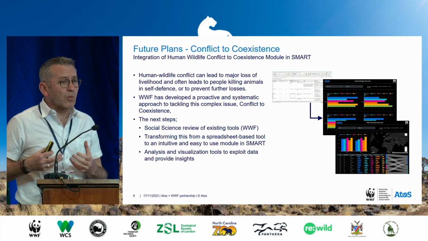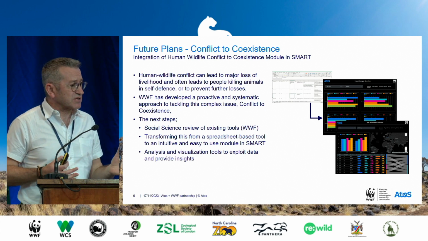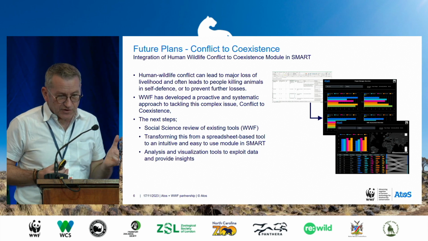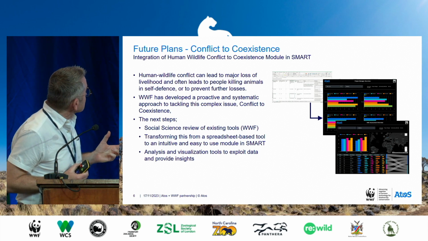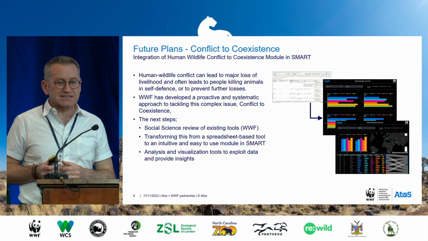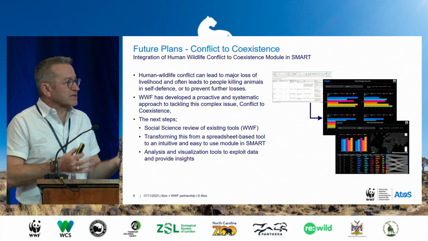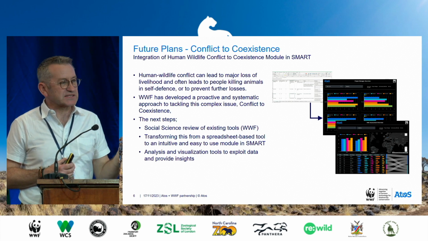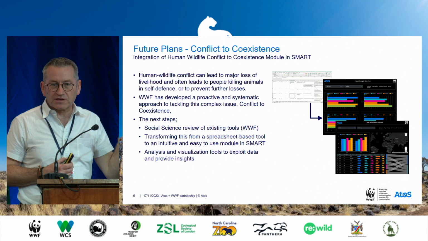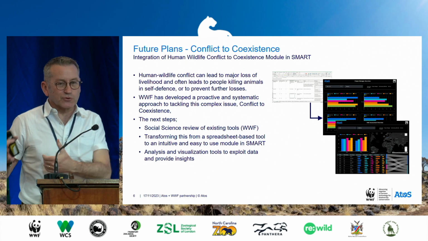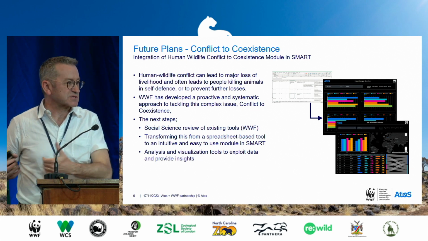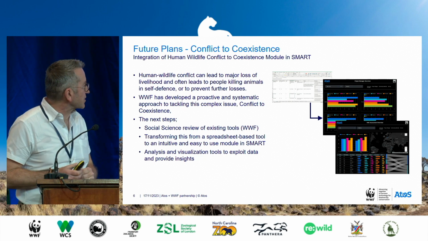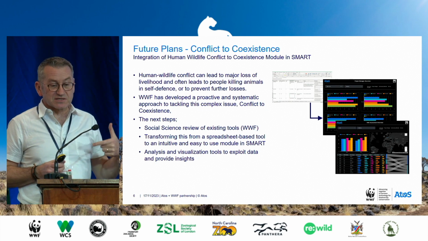We're aware of many things that WWF and other organizations have done. There's a phrase which I've just about got in the title somewhere, conflict to coexistence, where we can ask whether there are policies in place at government level, at local level, on the ground, in order to protect people from animals, protect animals from people, and as somebody said yesterday, protect people from people as well.